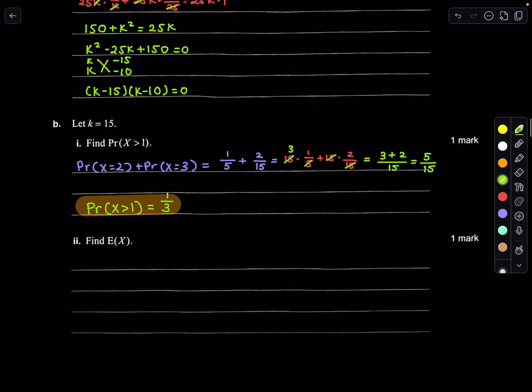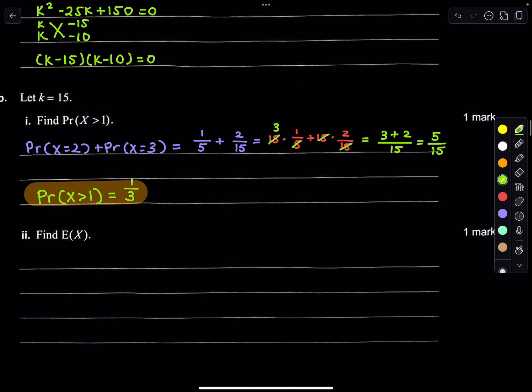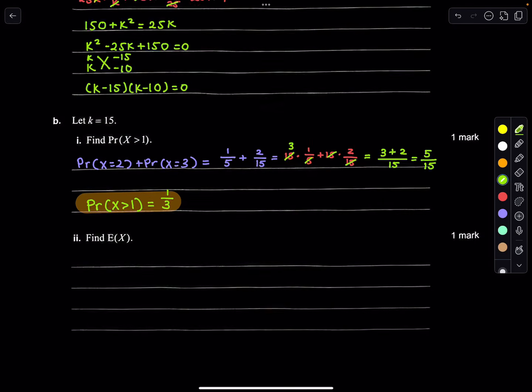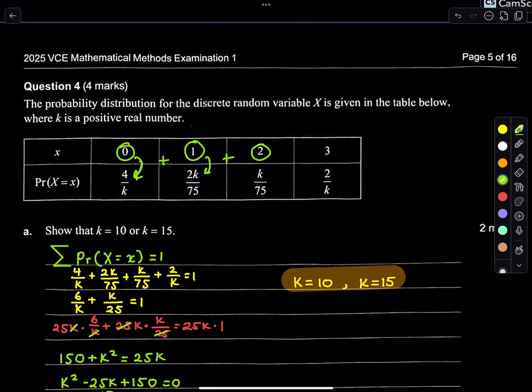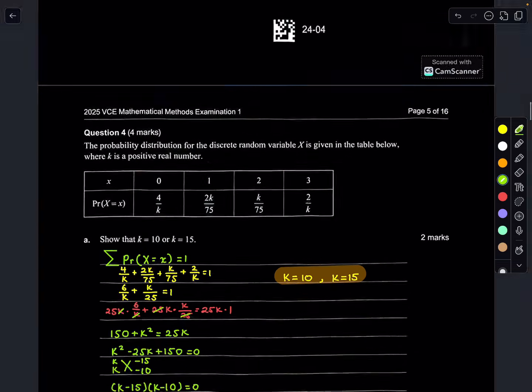Okay, next question. So it says, find the expected value. That's very easy. So when we have a table like this, legends, what we just have to do is multiply the x values by their corresponding probabilities and add them. So like 0 times 4 over k, plus 1 times 2k over 75, plus 2 times k over 75. And you just keep on going like this, yeah? And that's how you can find the expected value, specifically for these kind of tables.